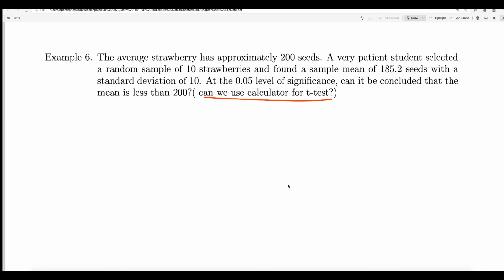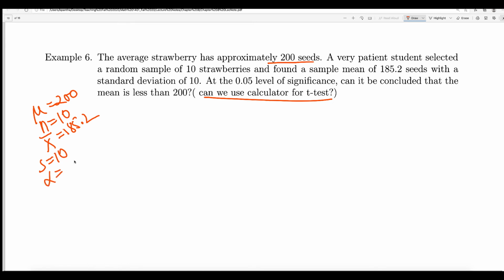All right, let us do example number 6. The average strawberry has approximately 200 seeds. So mu equals 200, because this is the population mean, the population average. Why? Because it doesn't say anything about the sample here. Okay. A very patient student selected a random sample of 10 strawberries. So n is 10. And found a sample mean of 185.2, so x bar is 185.2, with a standard deviation of 10. So s is 10.